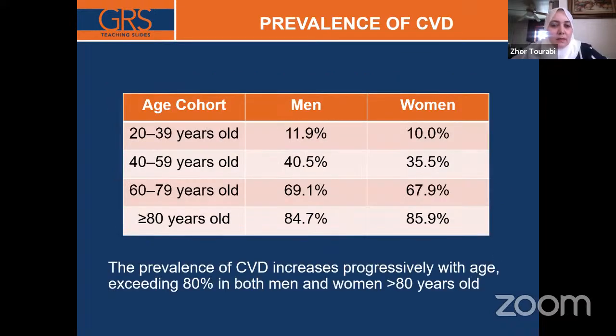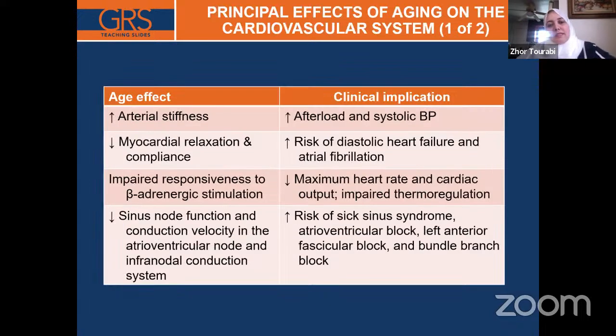Next slide, please. This slide explains data about the prevalence of cardiovascular disease. As we see here, the age cohort, men and women, in the third column. After analyzing that table, we can identify that the prevalence of cardiovascular disease increases progressively with age, exceeding 80% in both men and women greater than 80 years old.